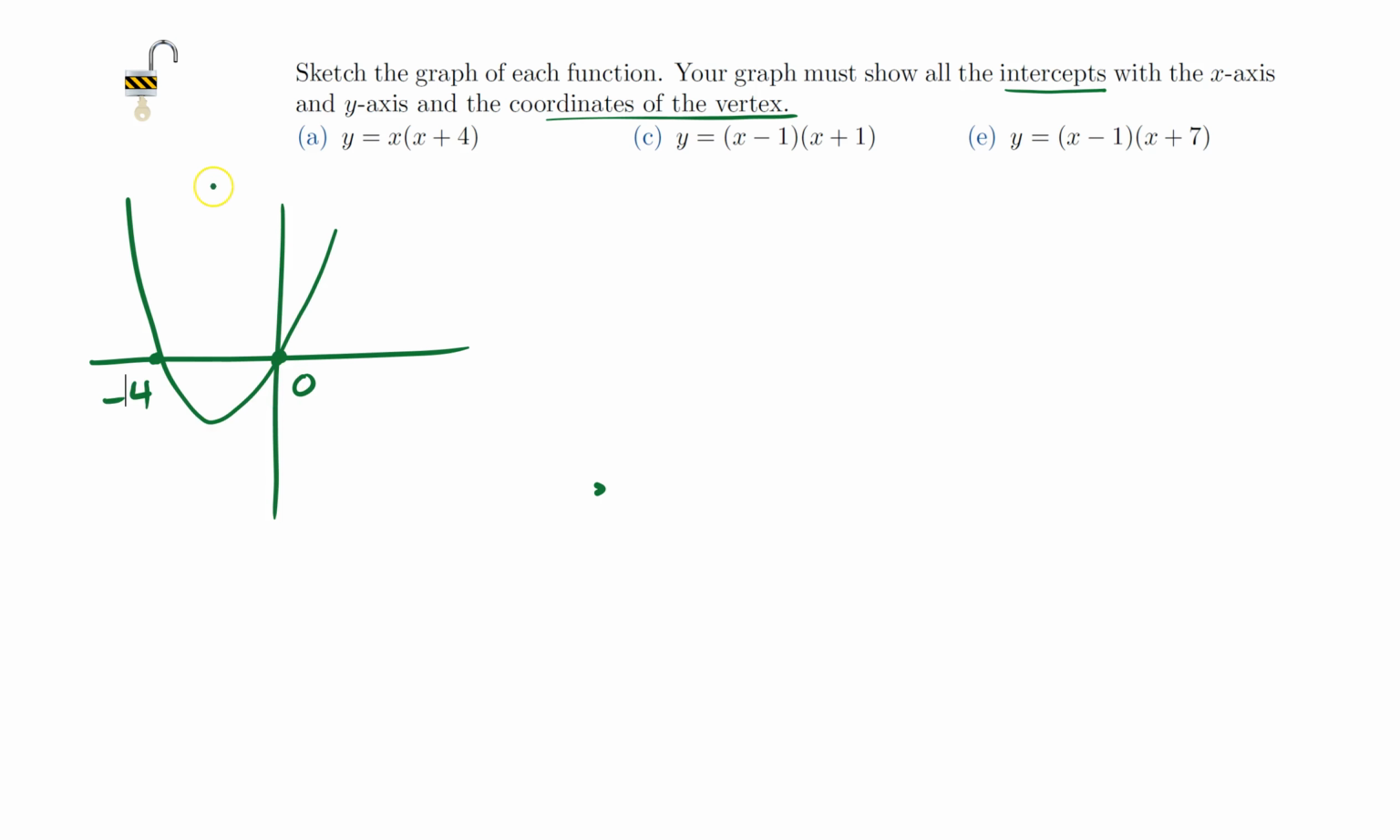Now the axis of symmetry, we could use our formula, minus b on 2a, if I multiplied this out. But I also know that it's midway between the two roots. So the x value is minus 2. And to get the y value, I put that into my equation here. So that would be minus 2 multiplied by minus 2 plus 4, which is plus 2, which would give us y equals minus 4.